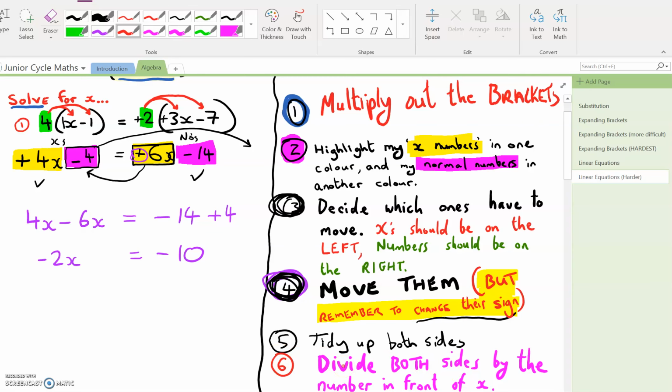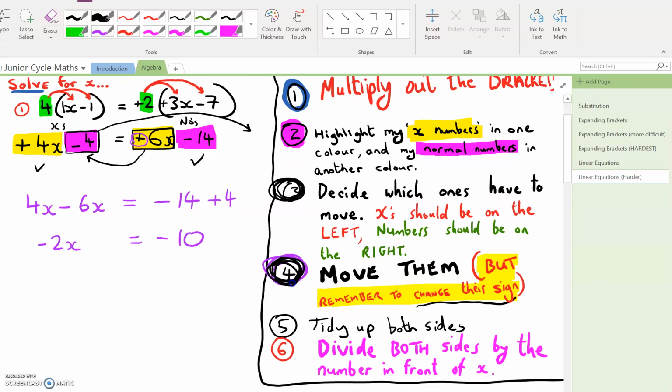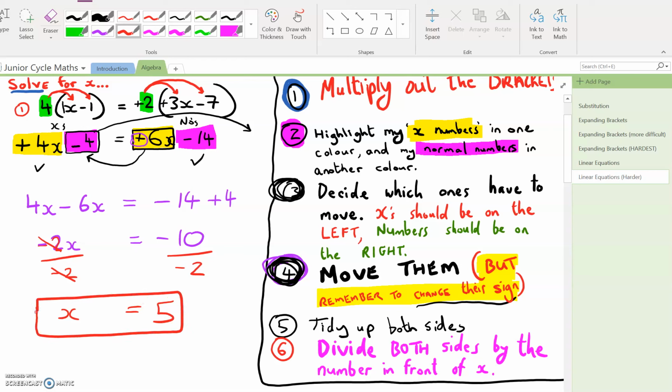Now the last step, should we have number 6 here, is divide both sides by the number in front of x. Okay, what number is in front of x? It's minus 2. So I've got to divide both sides by that number. Over here and over here. Now it'll cancel on this side. And you'll just be left with x. But over here, I might use my calculator, or maybe you could do it in your head if you want. Minus 10 divided by minus 2. 5. Okay, that's the answer to that one.